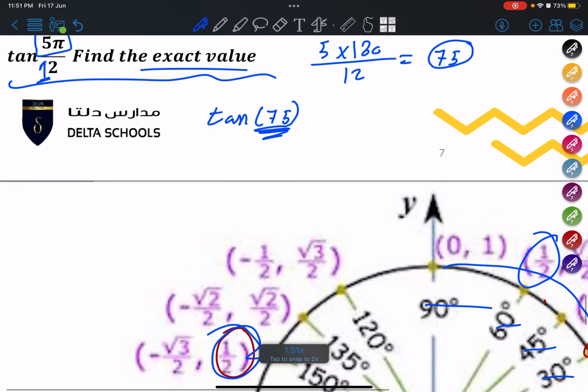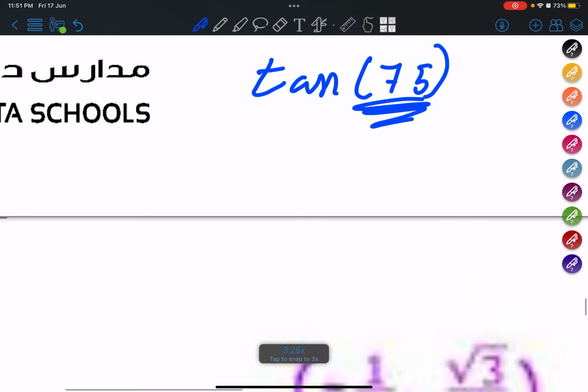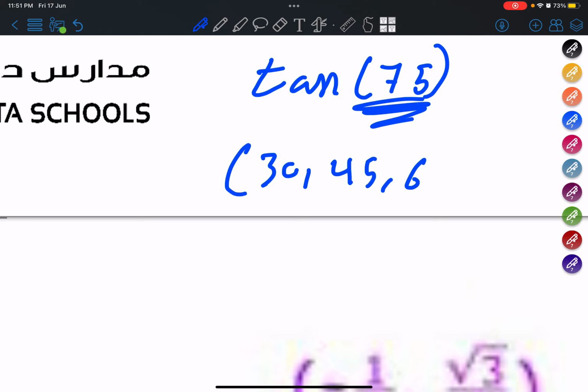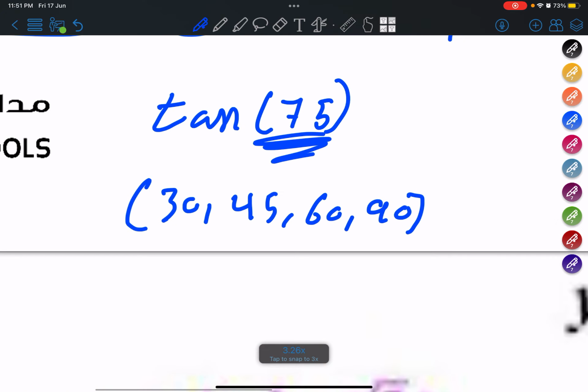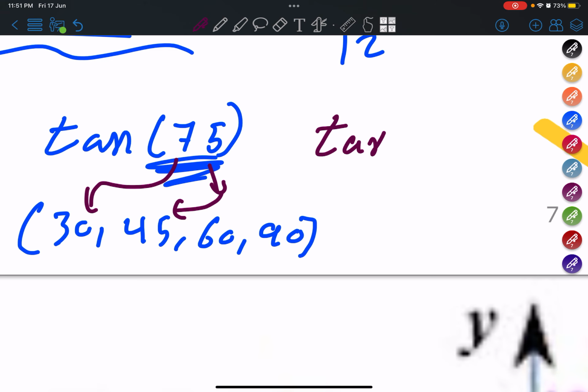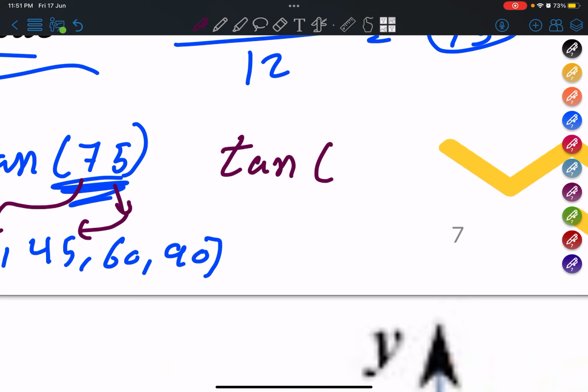We can use our special angles, which are 30, 45, 60, and finally 90. These angles will give us any combination that we want. So we realize that 75 is a composition of 45 and 30, if we add them together, which means that for tan of a plus b, we'll use this formula.